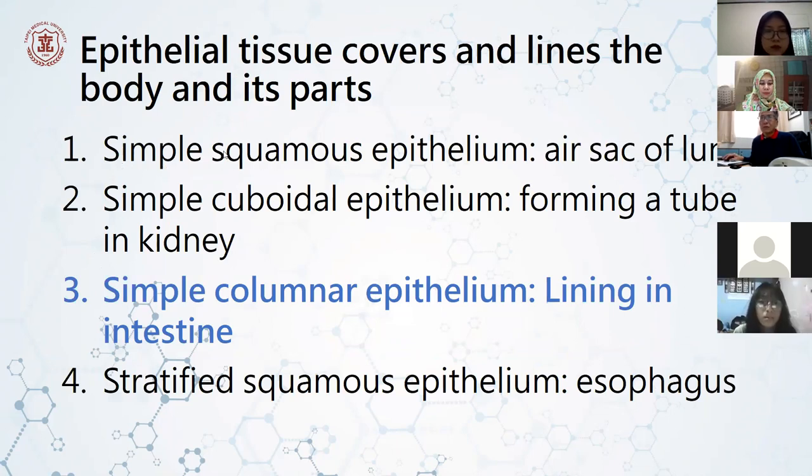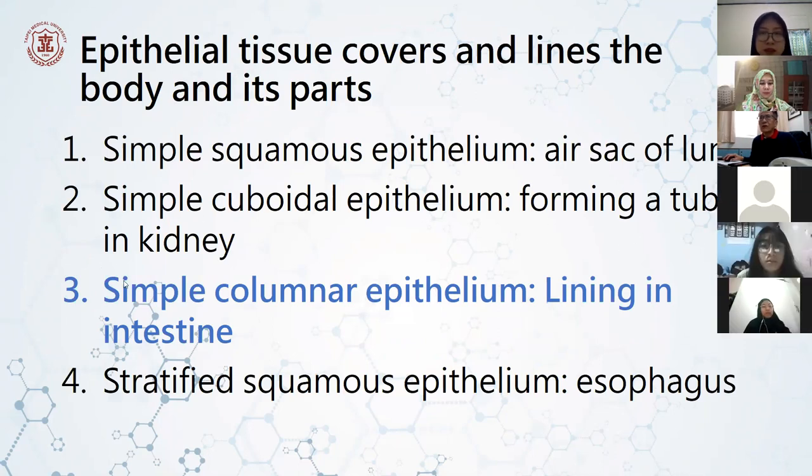The simple squamous epithelium is located in the air sac of the lung. So it's very, very thin, which makes it easy for material to move in and move out. And the second one is simple cuboidal epithelium, forming tubes like those in the kidney.